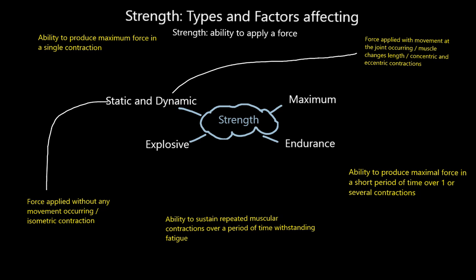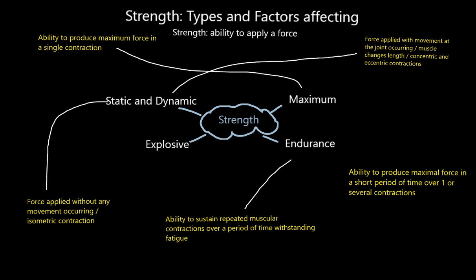The next one we'll look at is maximum strength, and as you'd expect, no trick question, it's got that word in it, maximum. So maximum strength is the ability to produce maximal force in a single contraction. Now, strength endurance is also known as muscular endurance. So obviously, anytime there's an endurance element in there, it's about working over a period of time. So the ability to sustain repeated muscular contractions over a period of time, withstanding fatigue.